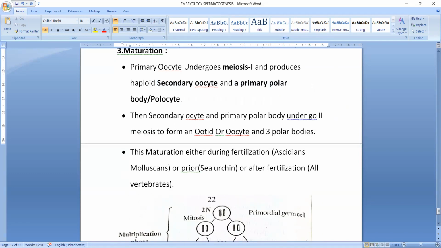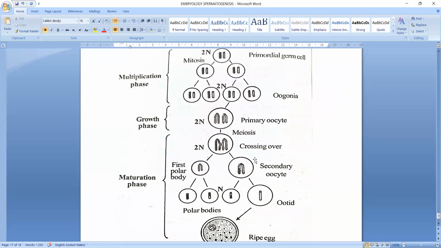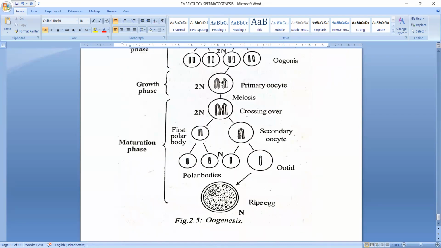You remember, this is the difference between spermatogenesis and oogenesis. Now look here, this is the primary oocyte. It undergoes meiosis 1 and has produced two unequal cells. So this is the secondary oocyte and this is the first polar body, or polocyte 1.